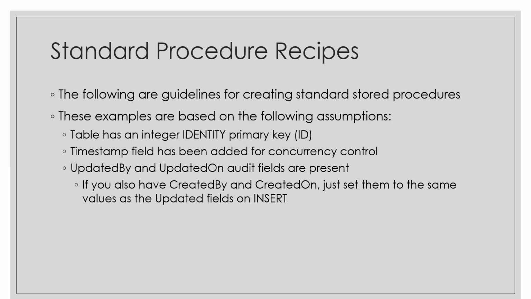Timestamp fields have been added for concurrency control, and we've also added a couple fields for audit information: updated by and updated on. The updated by will have the username of whoever did it. Now, you don't always have that available, so we make sure we have a default, such as unknown or something like that, so something is stored there. And updated on will have the date time for auditing purposes.